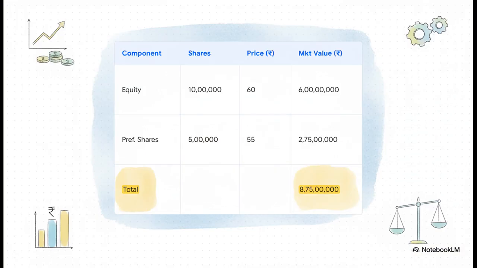Now, we can't just take a simple average. We have to weight them based on how much of the company's value they represent. And we always use market value for this because it reflects the real, current cost of raising money. So we take our 1 million equity shares and multiply by their 60 rupee price. Then we take our 500,000 preference shares and multiply by their 55 rupee price. Add them up and we get a total company market value of 8 crore 75 lakh rupees.